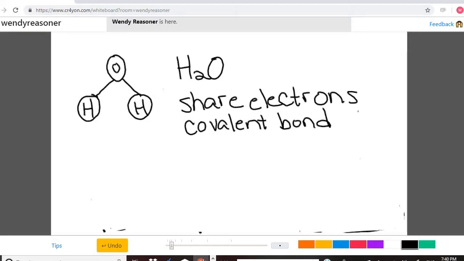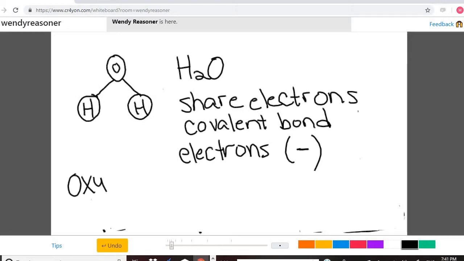And so they get their share of those electrons longer or more often than the atoms that do not pull on those electrons. So remember, the electrons are negatively charged. So they're negative. And in a water molecule, the oxygen atom has a stronger pull. So oxygen pulls on the electrons with greater force than the hydrogens.